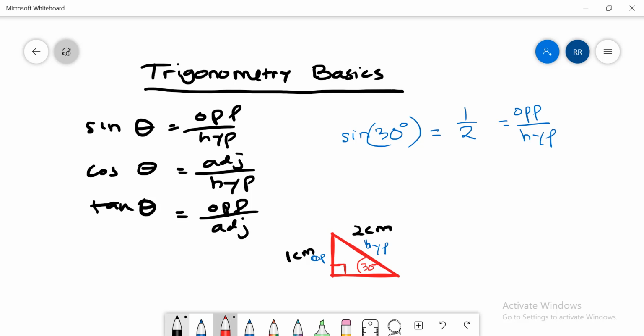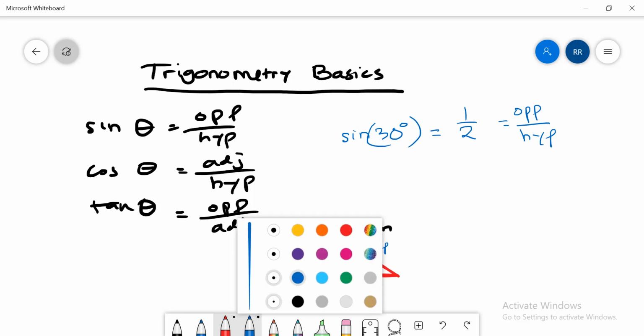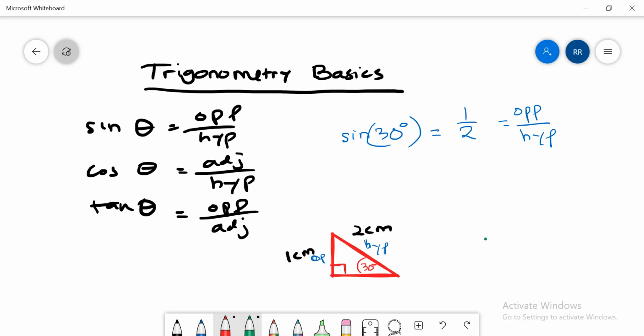Okay, let's say I have another number. Let's say it's not 1. Let's say the opposite is equal to 3 centimeter. Again, because the ratio of the opposite and hypotenuse is 1/2, it means that the hypotenuse will be twice of this length, right? So this will be 6 centimeter.